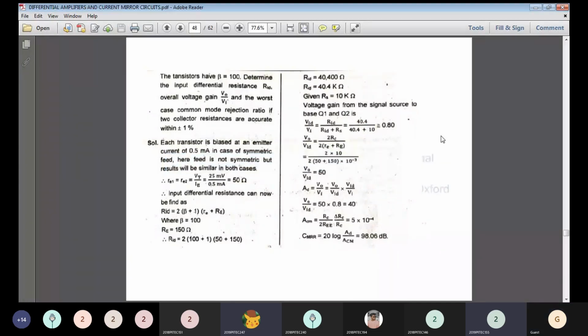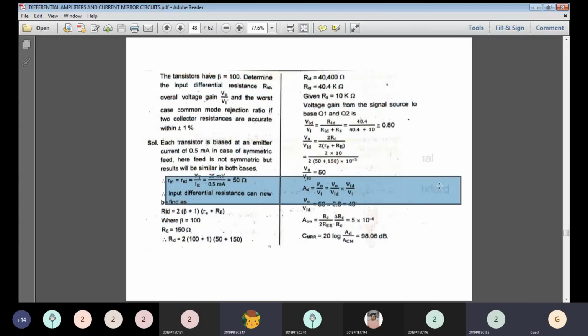So this is the value of RC, 10K. You substitute here and the calculated value we are getting is 50. So what is the next value, AD? We are going to calculate the common mode gain with the condition that the two collector resistances are accurate within 1%. First we are calculating the differential mode voltage gain AD. AD is output divided by input, but we have a value of V naught divided by VID, so multiply and divide this value with VID. So 50 and 0.8, the multiplied value is 40.